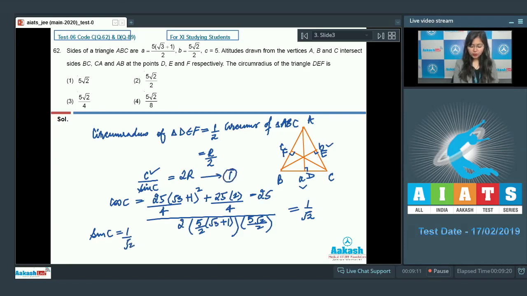Hence, from equation 1, we can say that 5 upon 1 by root 2 upon 2 is the value of R. Hence, the circumradius of triangle DEF is R by 2, that is 5 root 2 upon 4. That is, the correct answer is option number 3.